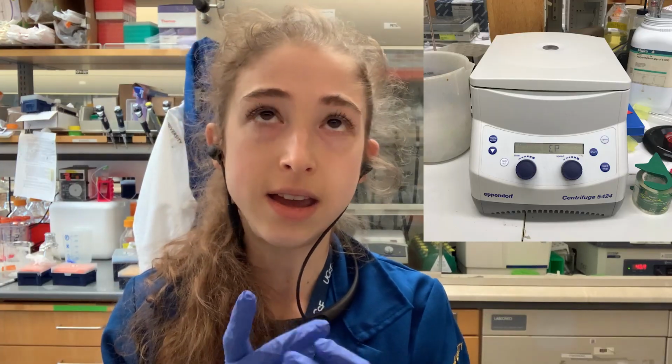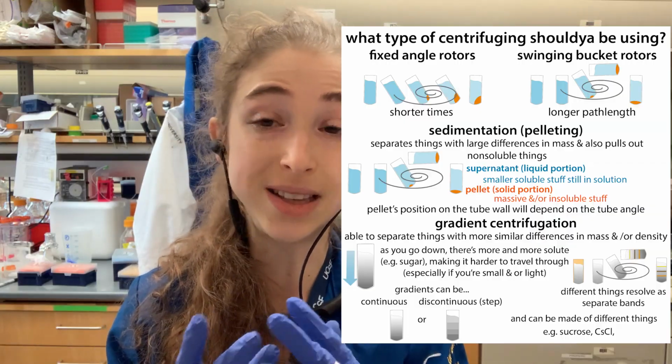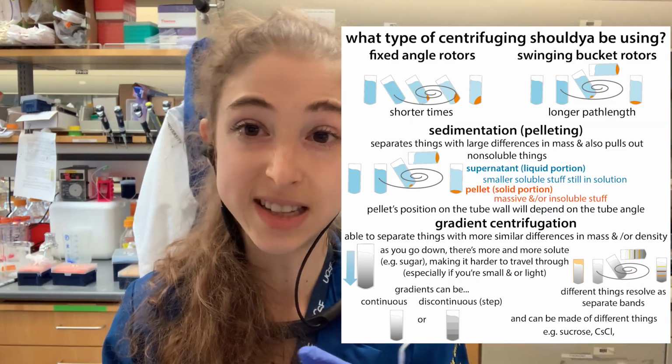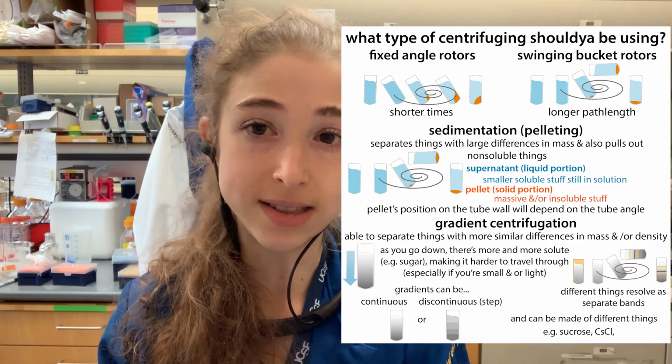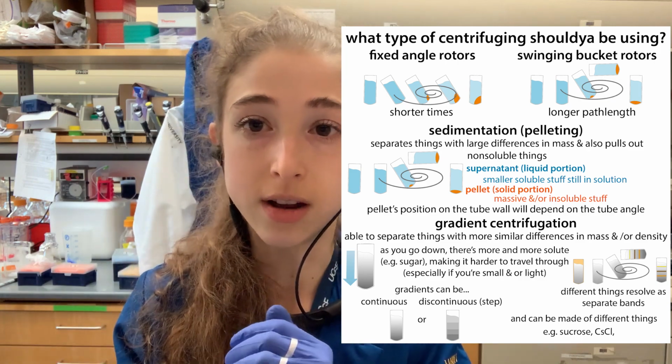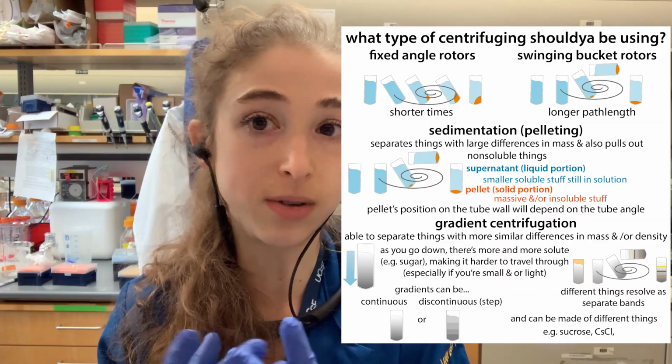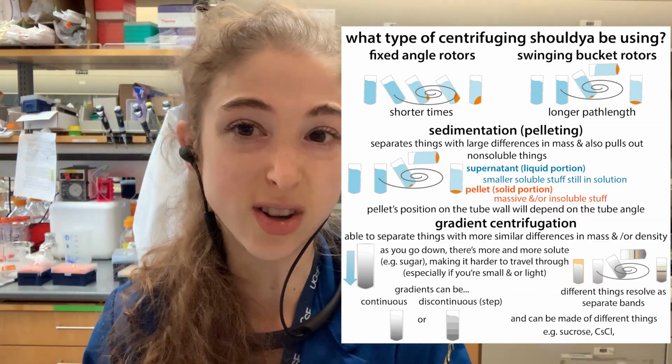So we often use the swinging buckets. A lot of the common benchtop ones that we use to spin down various Eppendorf or the bigger Falcon tubes are often swinging bucket. When we talk about the microcentrifuge tube centrifuges, those are typically just fixed angle. And we use both of those for pelleting. When you have a really big difference between the densities and the masses of the things you're trying to separate, that will do a bulk separation. This is really helpful if you lyse open cells and then want to get rid of the cell gunk, or pellet out any sort of insoluble stuff.